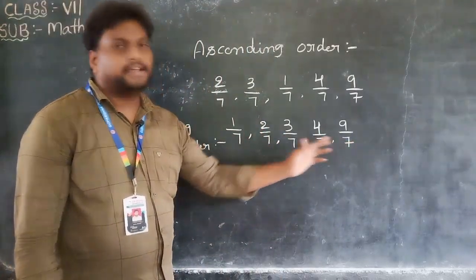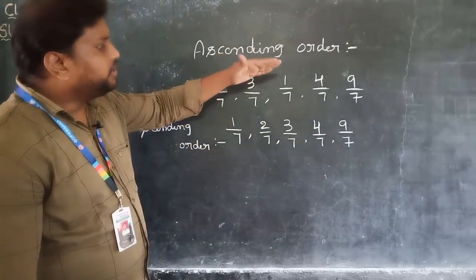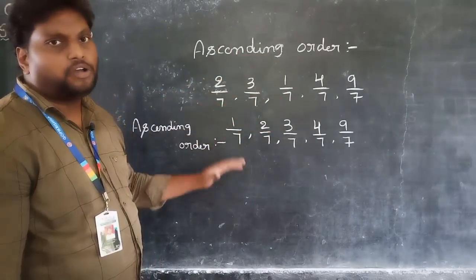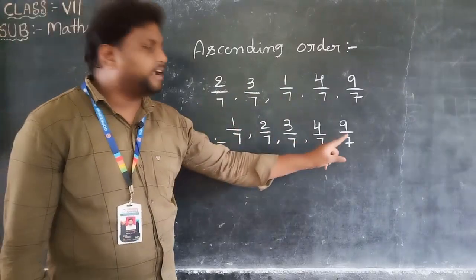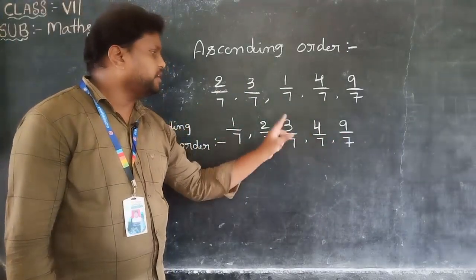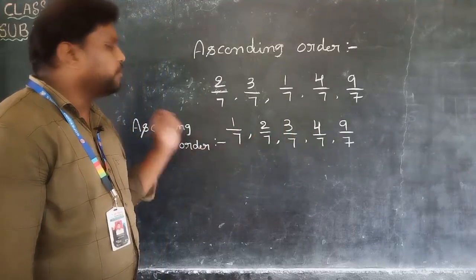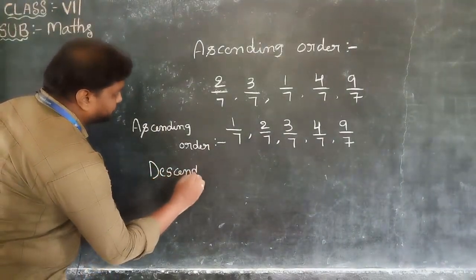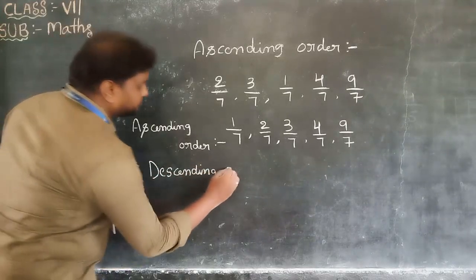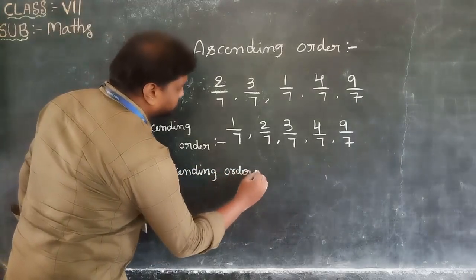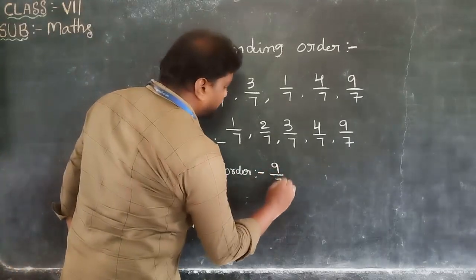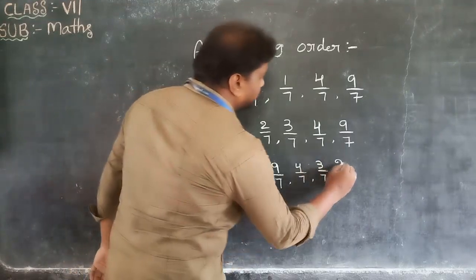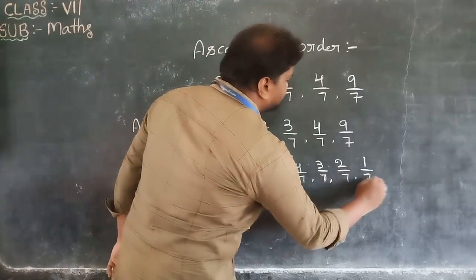Descending order means we have to write it in reverse. Since all denominators are equal, meaning all are like fractions, we can follow this method. In descending order, we write the reverse: 9 by 7, 4 by 7, 3 by 7, 2 by 7, 1 by 7.